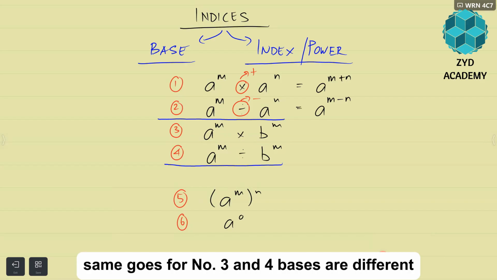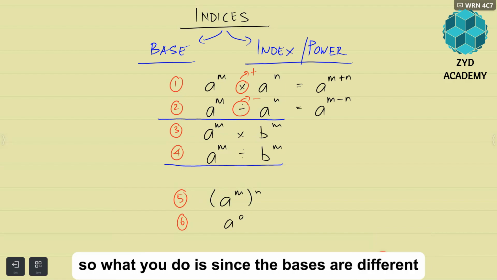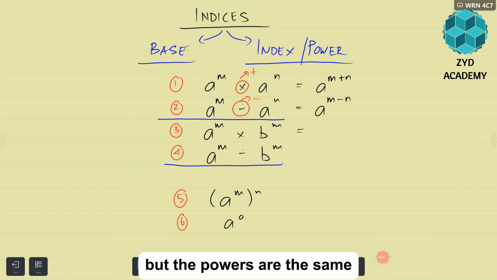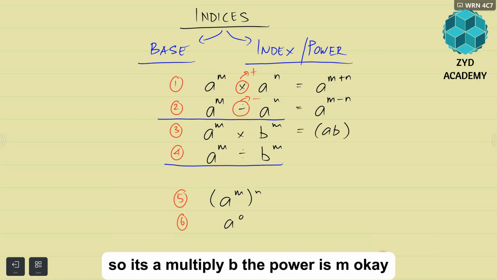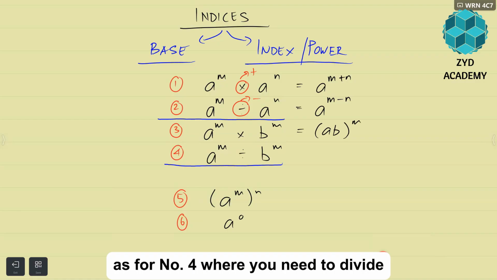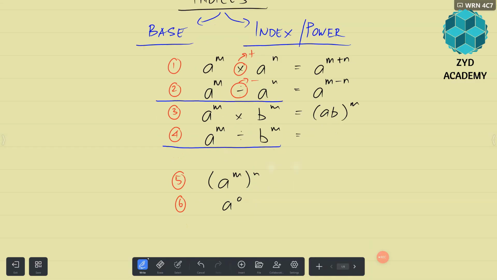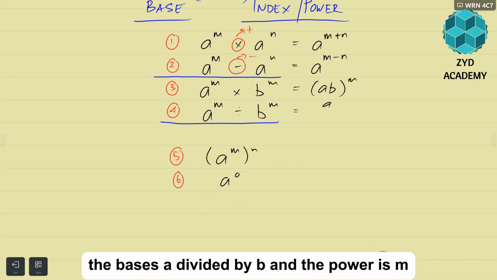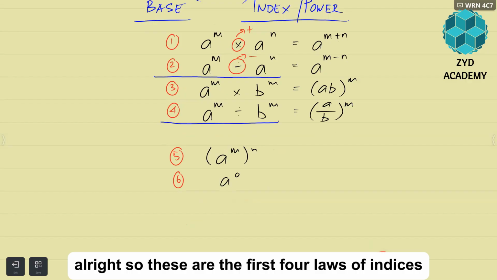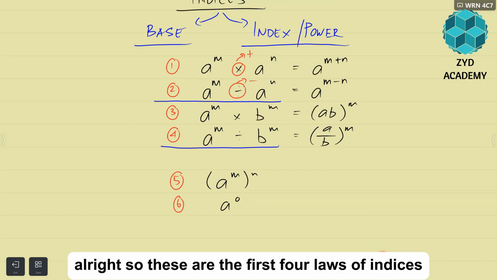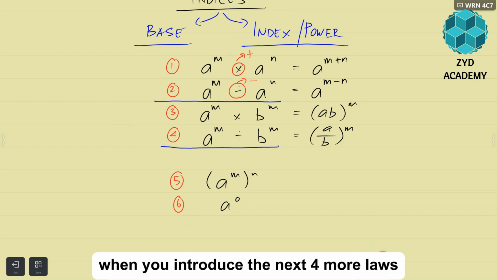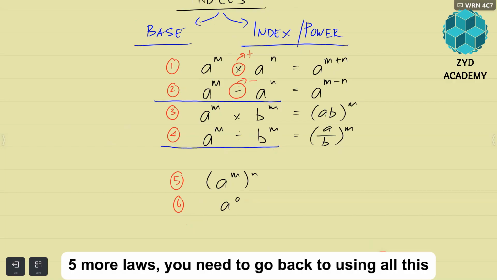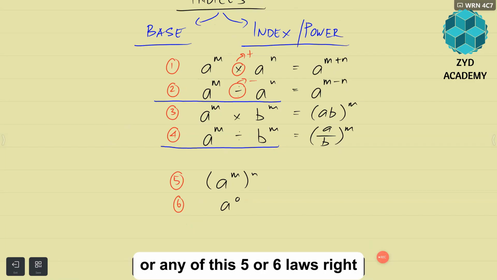Same goes for number 3 and 4. Bases are different, but the powers are the same. So what you do is, since the bases are different but the powers are the same, we keep the powers, we multiply the bases. So it's a multiplied by b, the power is m. As for number 4, when you need to divide, we divide the bases, a divided by b, and the power is m. All right, so these are the first 4 laws of indices, and you must know all these 4 laws, because when you introduce the next laws, you need to go back to using all these or any of these laws.